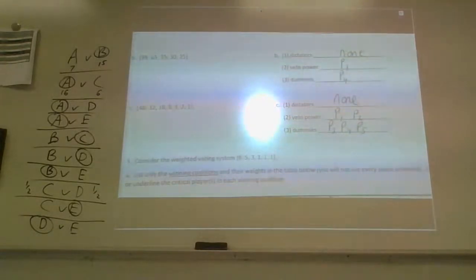Basically, it's just try to find winning coalitions that meet the quota. But yeah, they don't need players 3, 4, and 5. The only winning coalitions that actually work are when players 1 and 2 vote together. Because if they vote together, they don't need anybody else. The rest of them are dummies. Oh, that's funny.